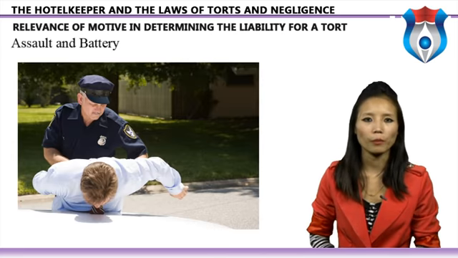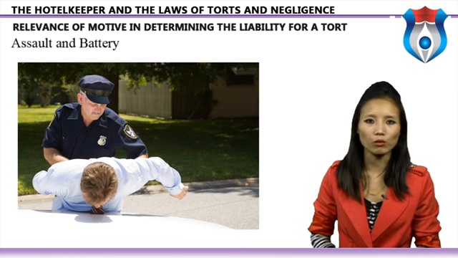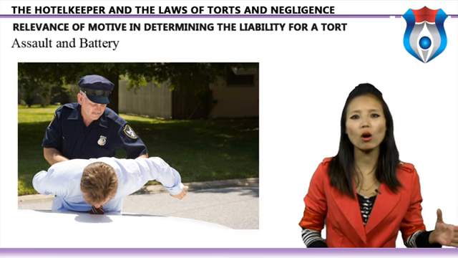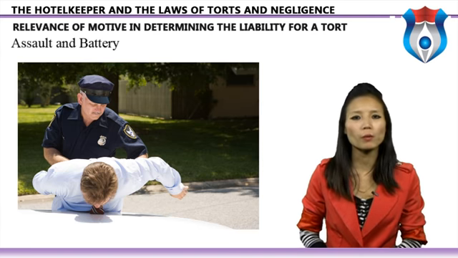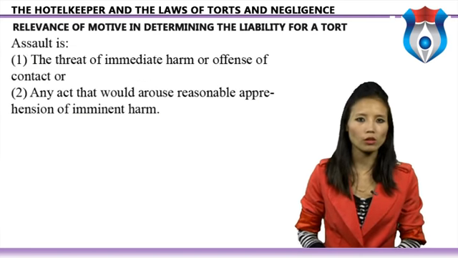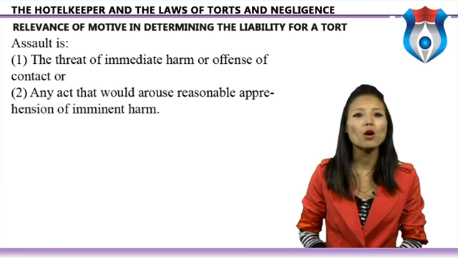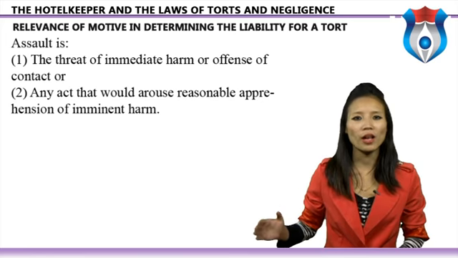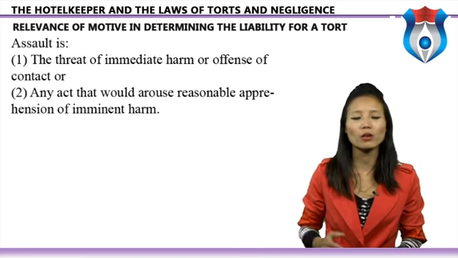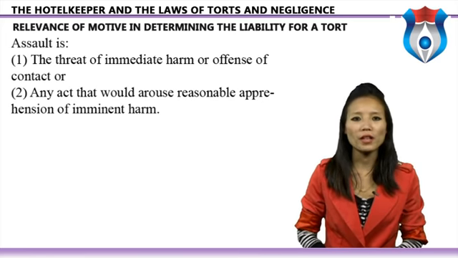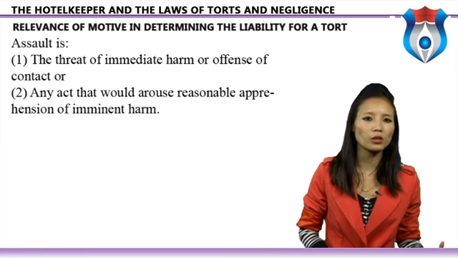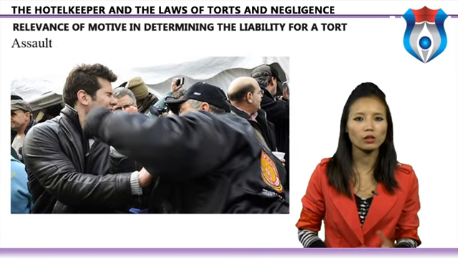Assault and battery. One of the most obvious intentional torts is assault and battery. Both criminal law and tort law serve to restrain individuals from using physical force on others. Assault is the threat of immediate harm or offensive contact, or any act that would arouse reasonable apprehension of imminent harm. Battery is unauthorized and harmful or offensive physical contact with another person that causes injury. Assault.